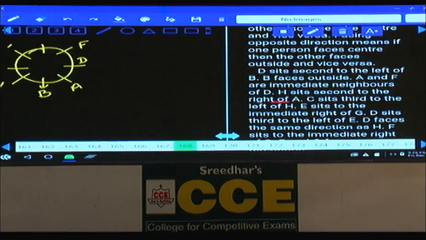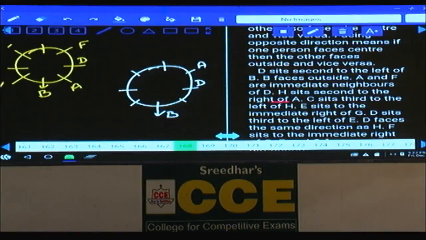Then what is the other possibility we have? And the other possibility is 8 persons, 1, 2, 3, 4, 5, 6, 7, 8. Now this B is away from the center, D sits second to the left of B, D is here, and A and F are the immediate neighbors. Now A is here, F will be here. If A and F are like this, then H sits second to the right of A, and in the first case H will be here. Now in this case H is here, and H sits second to the right of A, facing towards the center.